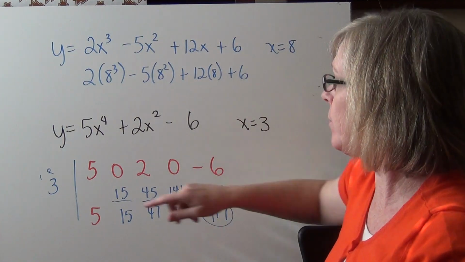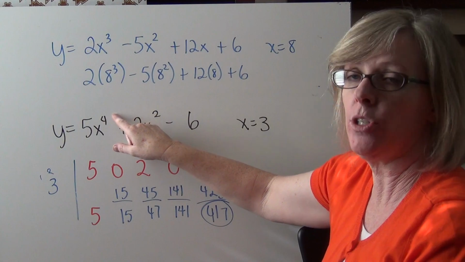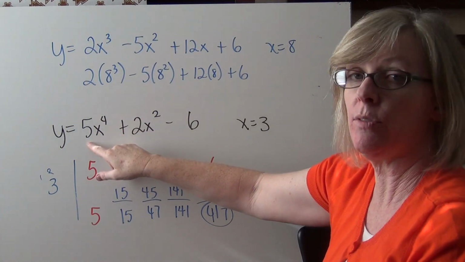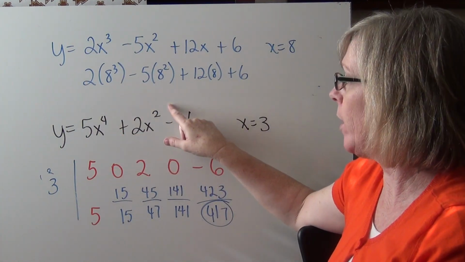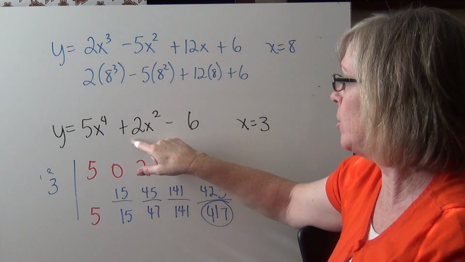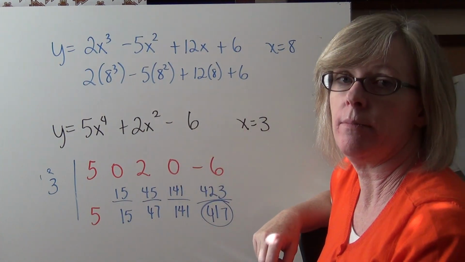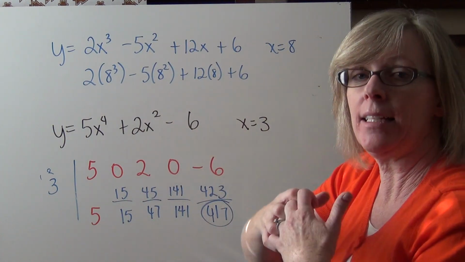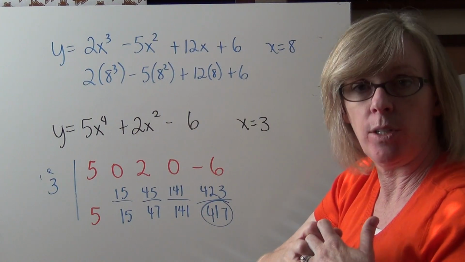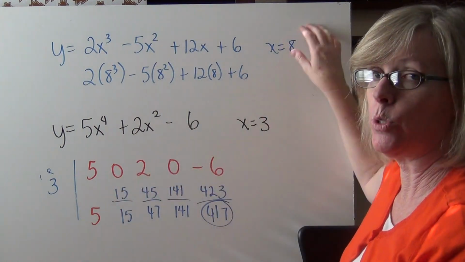The same as I would have gotten if I had taken 3 and raised it to the fourth power, multiply it times 5. Now take 3 and square it, times 2 and add that to it, and subtract 6. Okay? This is the exact same procedure, and it works because the place values are set up properly.